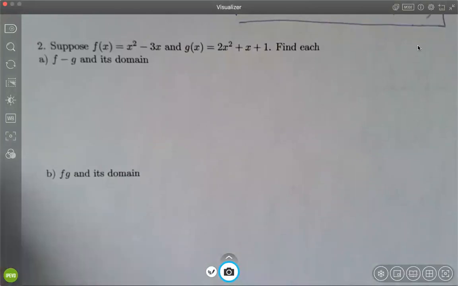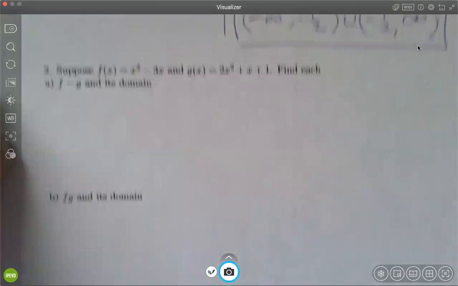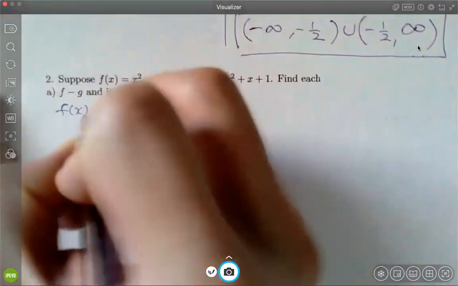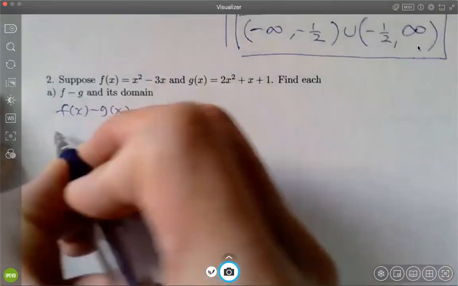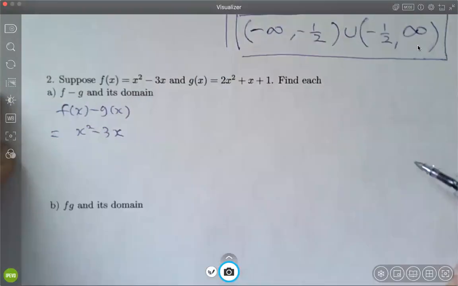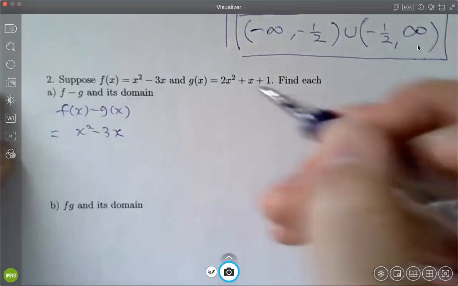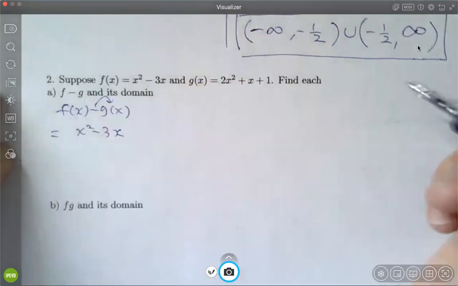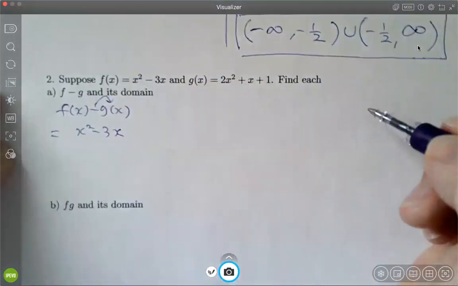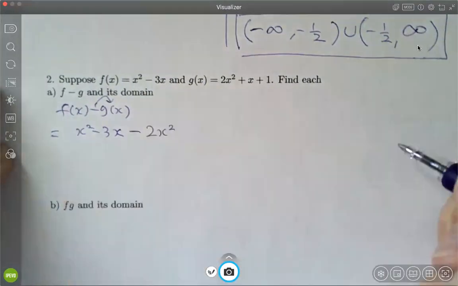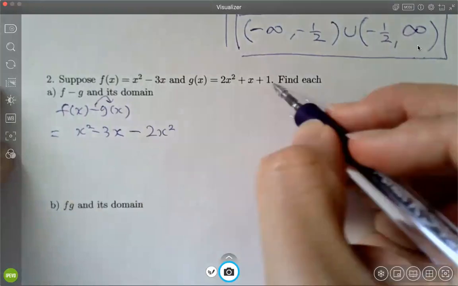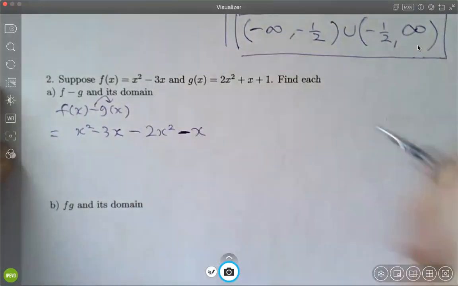Okay, so we'll do the same thing, f minus g. So this is f of x minus g of x. Okay, and f of x was x squared minus 3x. And remember, if you don't want to deal with parentheses, what do you have to do? As soon as you see the subtraction sign, you have to make sure to distribute it, right? So what does that mean? It's minus 2x squared. And then instead of plus x, it's minus x, right? And then instead of plus 1, it's minus 1, right?